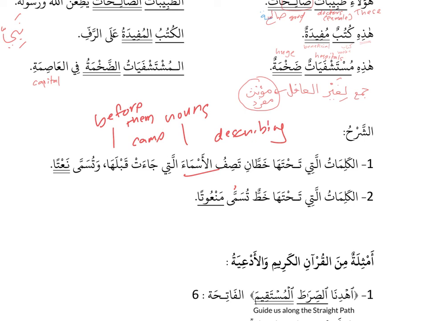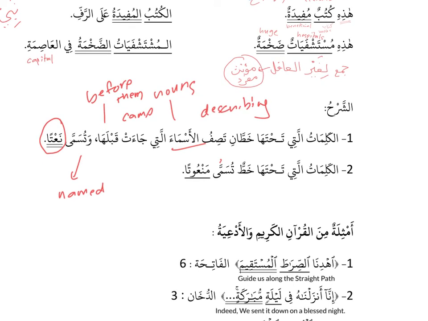Yeah? So all of these words, for example, the word dakhma, it explains the word mustashfayat. The word mufida, it explains the word kutub. Therefore, wa tusamma na'tan. They are called, they are named na'tan, or na'tun. So I have explained this, yeah? Na'at is the adjective, and it describes the word before it.